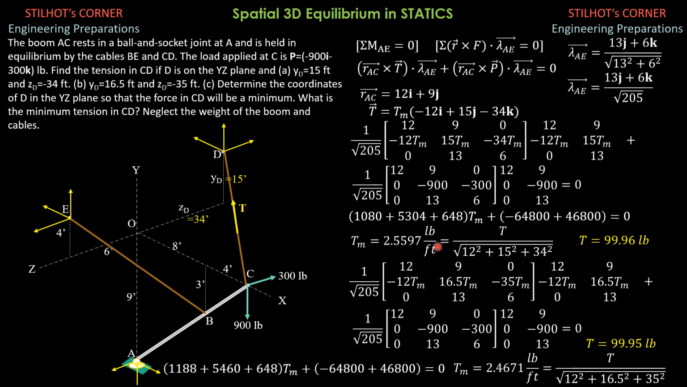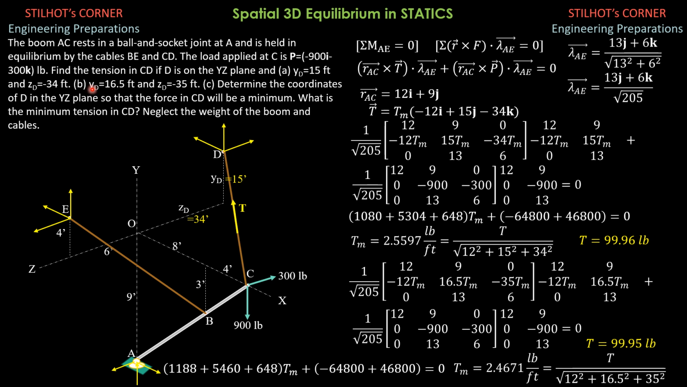We then equate it to its definition of T sub n, which is the magnitude of the tension divided by the distance, or direction of that T. So T over the distance, square root of 12 squared plus 15 squared plus 34 squared. From there, we can compute T: 99.96 pounds.